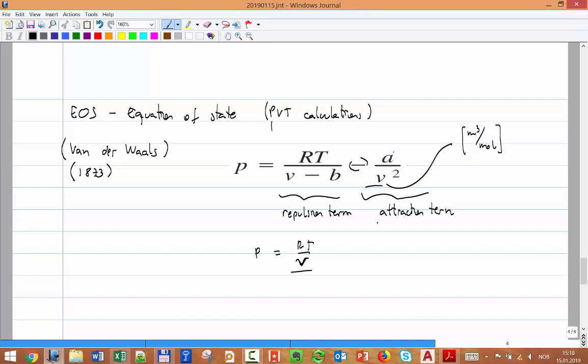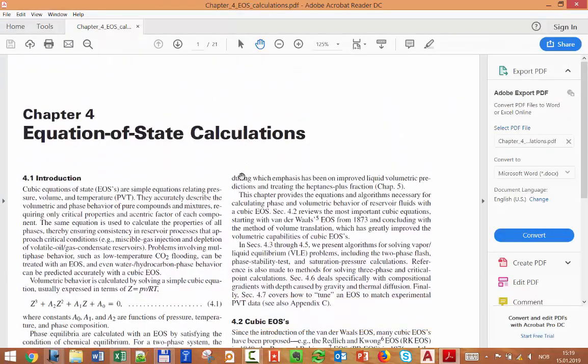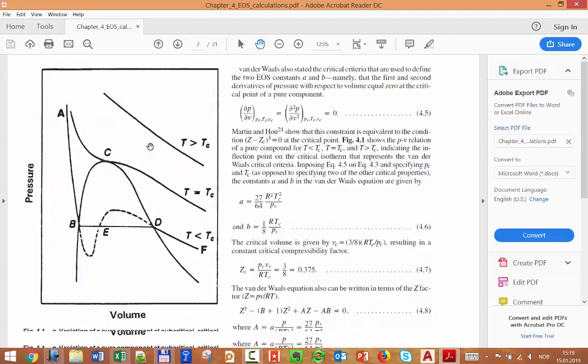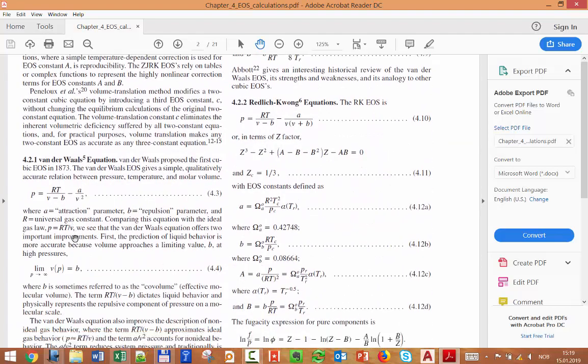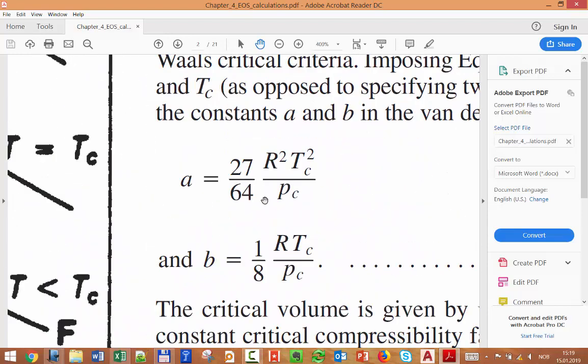You also note that you have some coefficients in the equation, a and b, that depend on what components you have. I have also uploaded that on the website. If you go to chapter 4, equation of state, you see van der Waals, and he explains the physics behind the equation. Then it tells you how to calculate a and b. They depend on the properties of the substance, the critical pressure, critical temperature, and so forth.